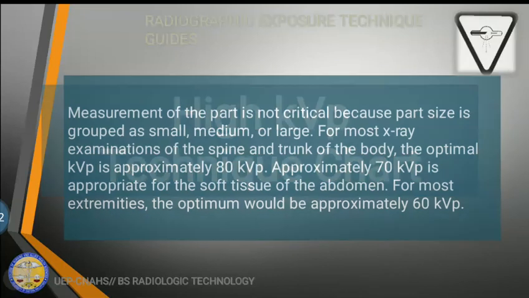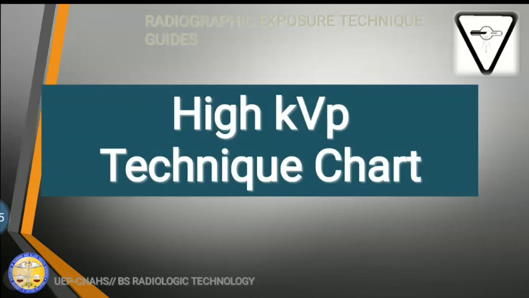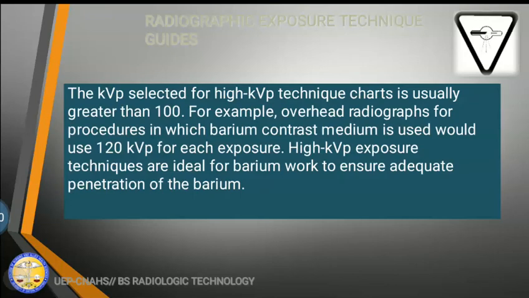Okay, so fixed. Now we have high KVP technique chart. Kumbaga kanina sagad, ito mas sasagarin pa. So the KVP selected for high KVP technique charts is usually greater than 100. For example, overhead radiographs for procedures in which barium contrast medium is used would use 120 kVp for each exposure. High kVp exposure techniques are ideal for barium work to ensure adequate penetration of the barium.